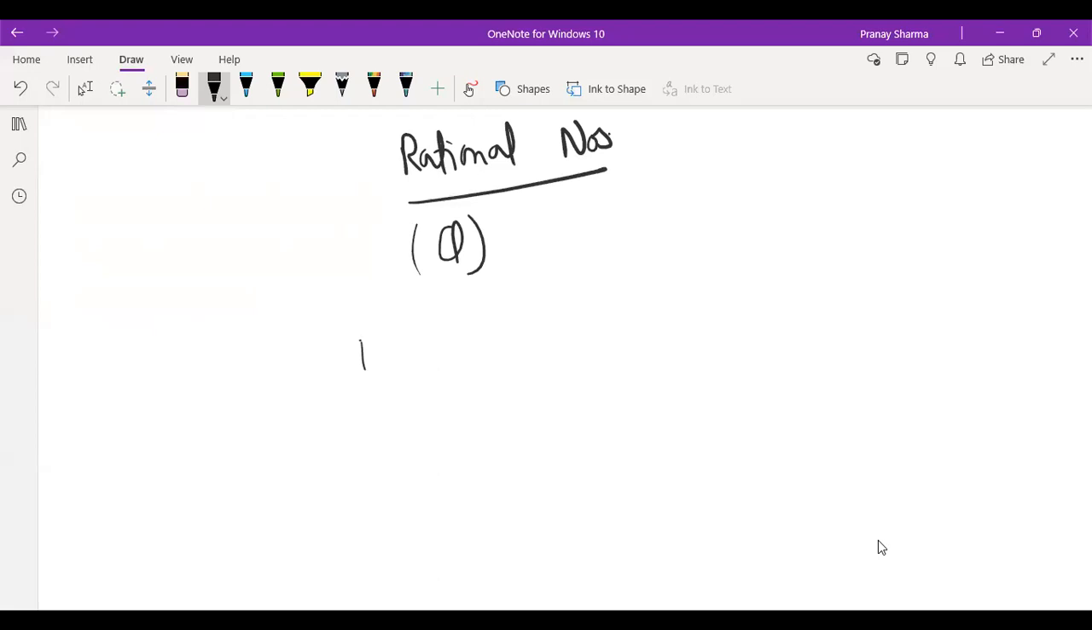Now suppose we have anything in this P over Q format, where Q does not equal 0. Many of you will comment, sir, this is something we have already studied in fractions, then why are we calling this a rational number? I'll figure out the difference between rational numbers and fractions in a while.